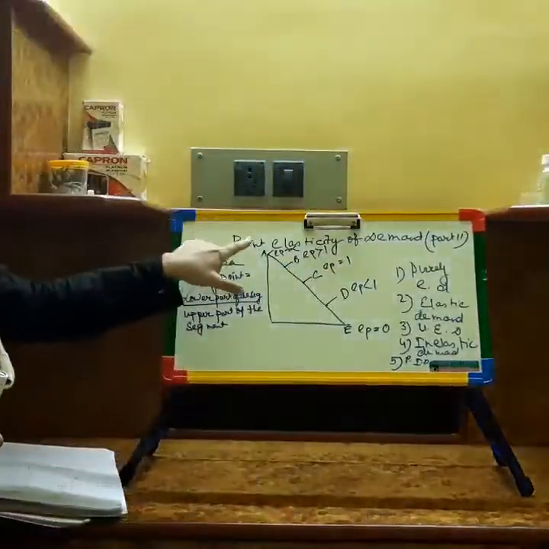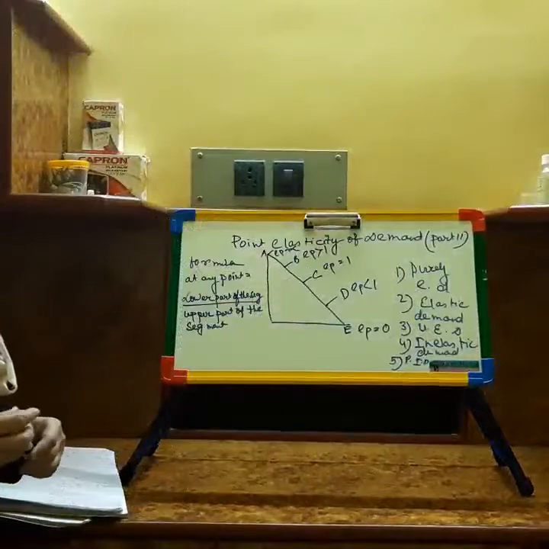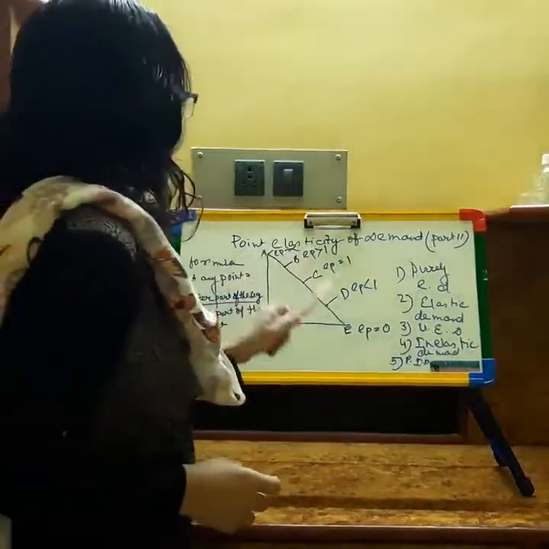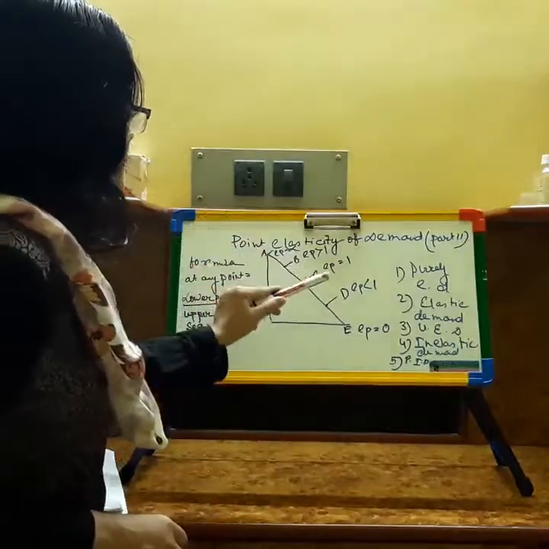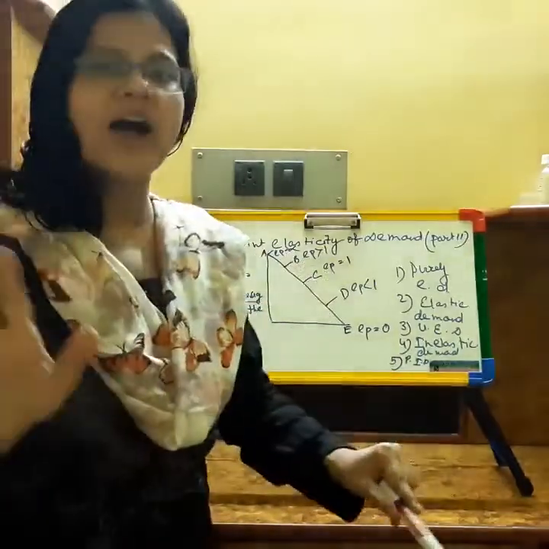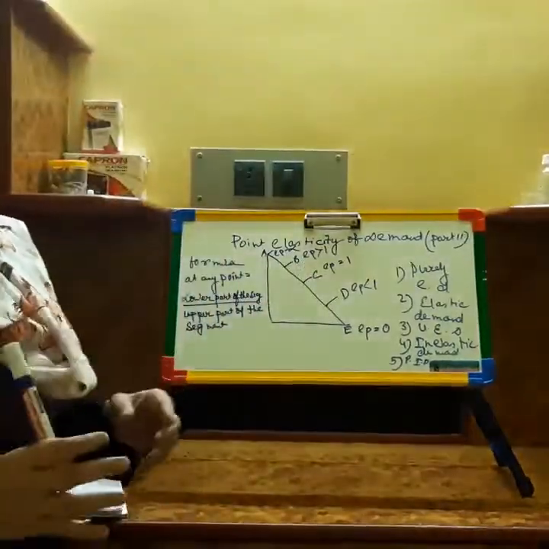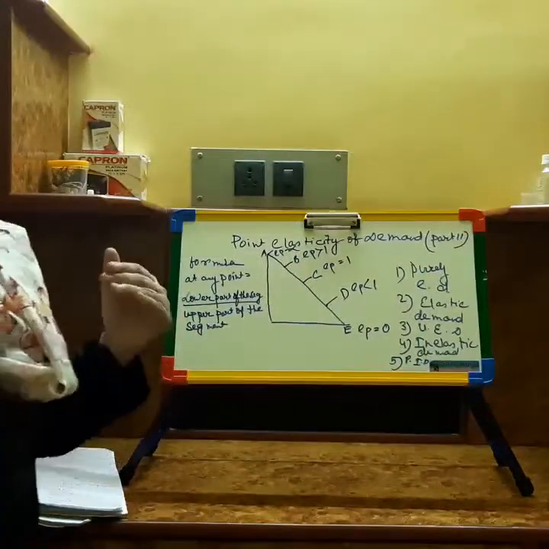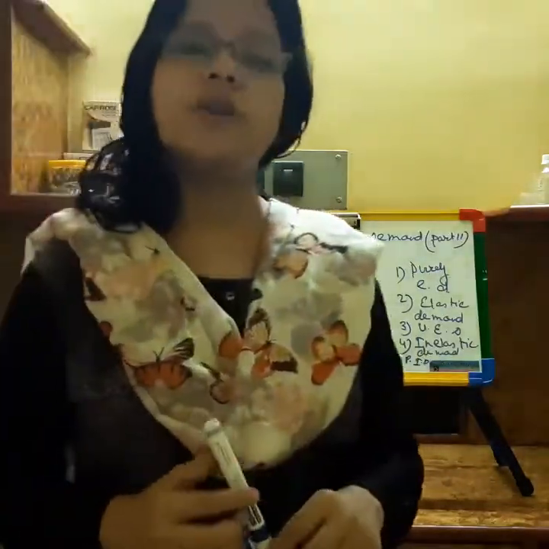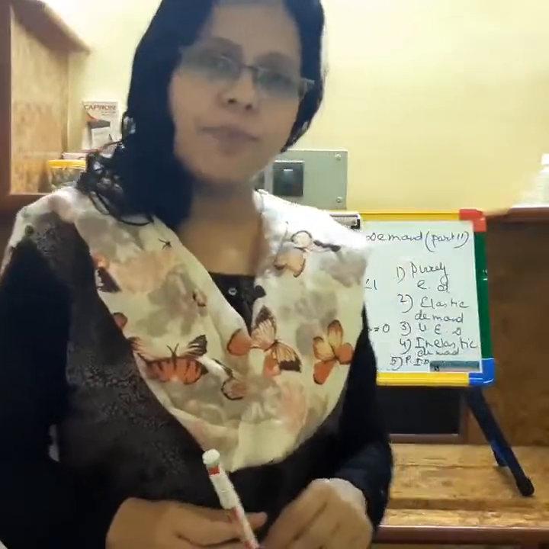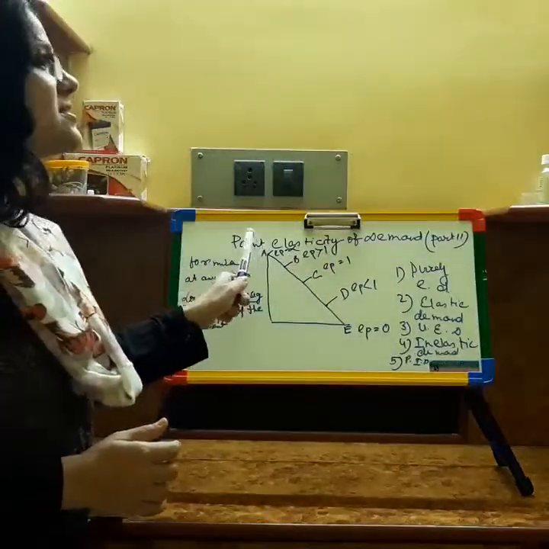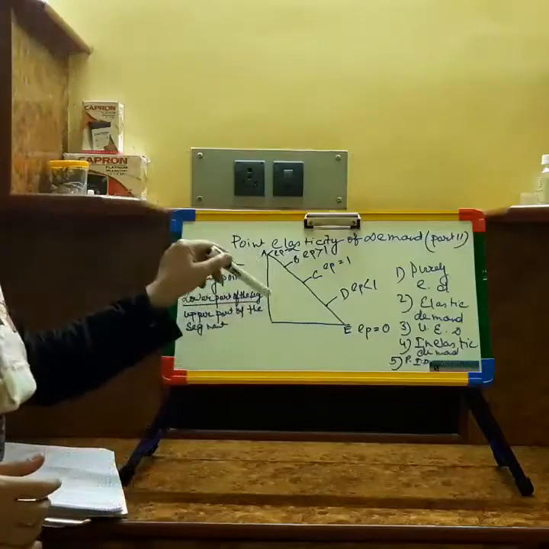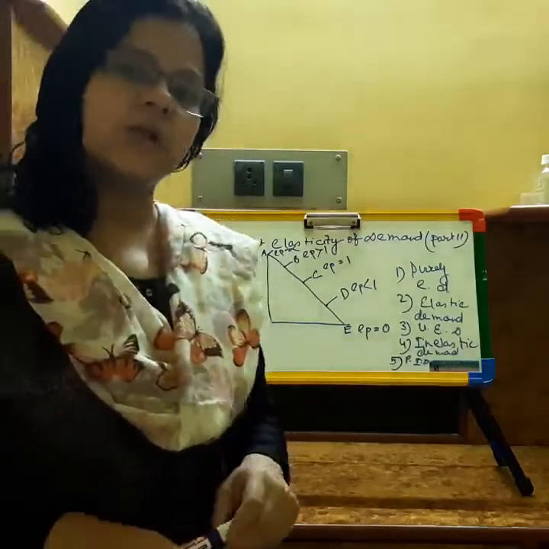See, here I have drawn a downward sloping demand curve naming AE. How many points have I drawn? A, B, C, D, E. I have taken 5 points in order to show how I am calculating the value of elasticity of demand at each and every point. Starting with point A. Point A is the highest point, whereas point E is the lowest point.